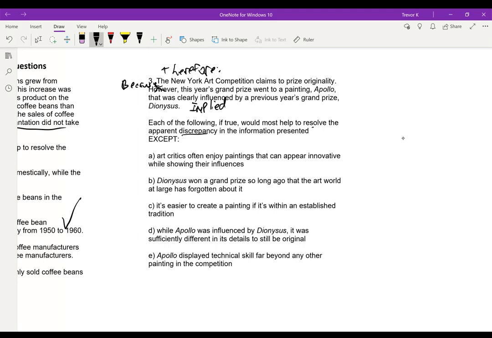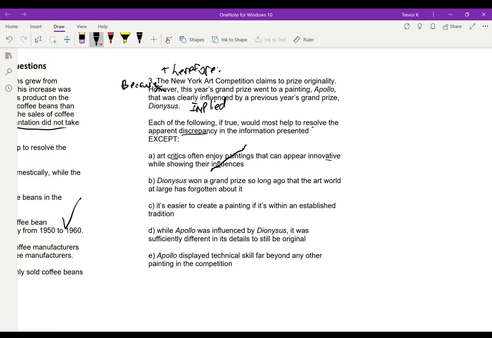Art critics often enjoy paintings that can appear innovative while showing their influences. This would help resolve it, right? Because if, yes, they prize originality, Apollo might still be original, even if it was influenced by a previous year's grand prize. And that's apparently something that art critics like. Art critics like that it was innovative, but it still showed its influences. So this one would help to resolve, and because it would help to resolve, I'm crossing it out.